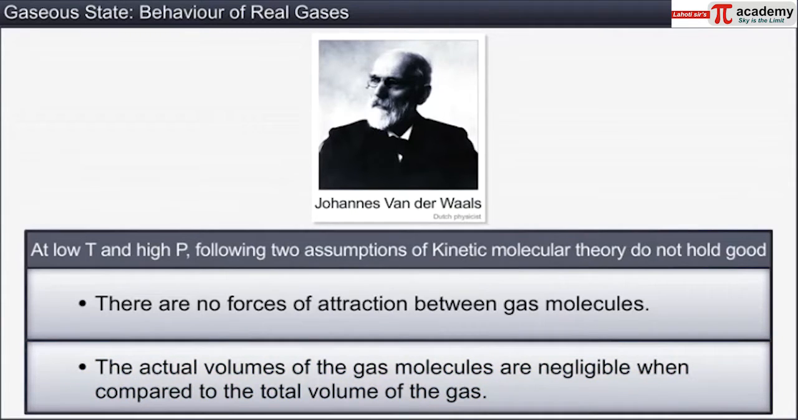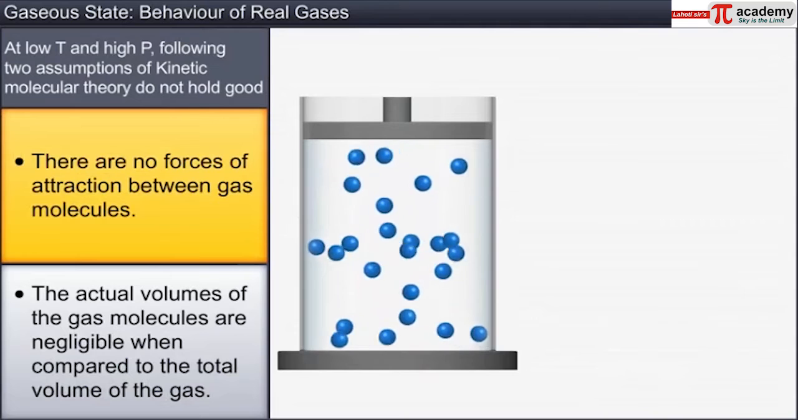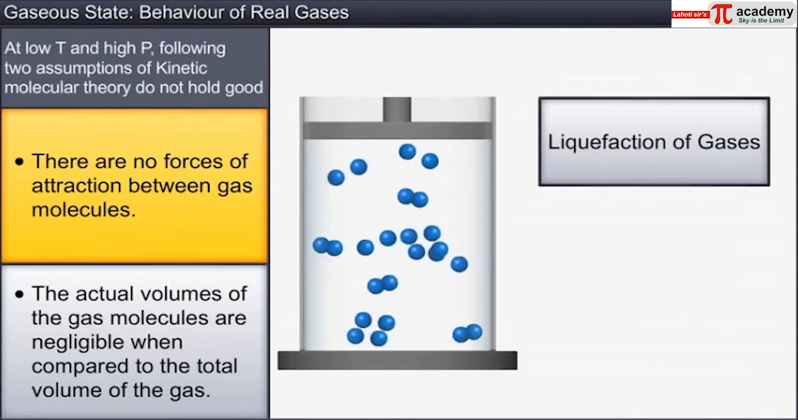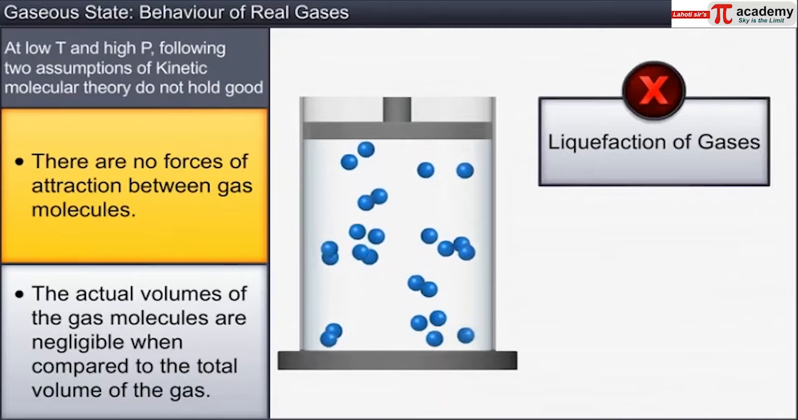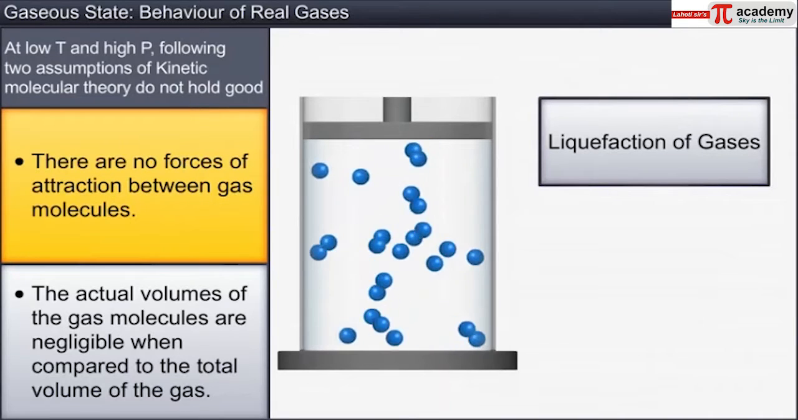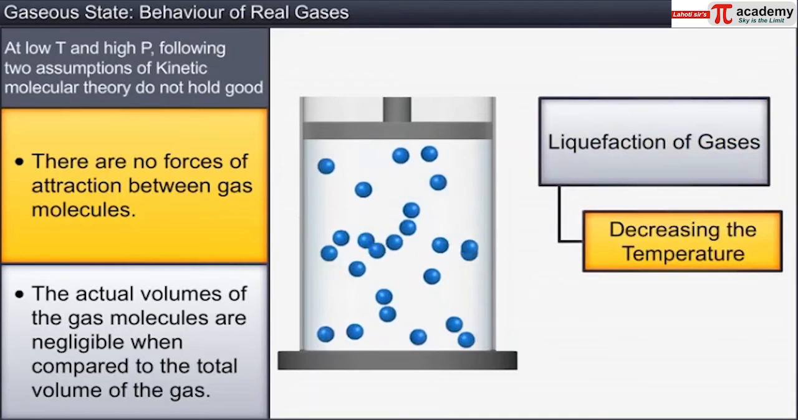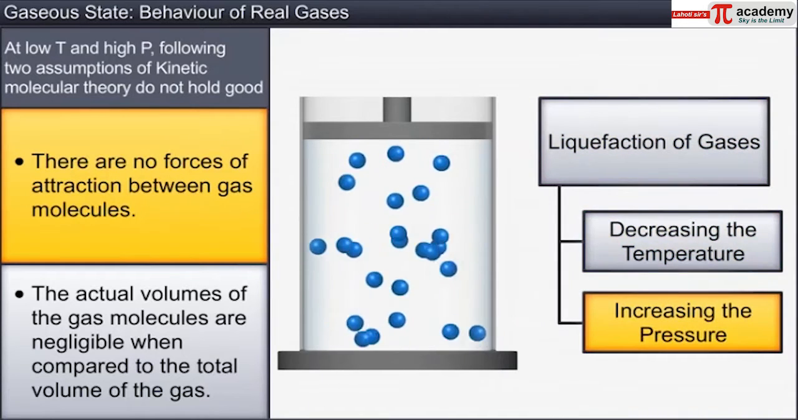Let us see how the first assumption is modified and made applicable for a real gas by van der Waals. If the first assumption is correct, then the liquefaction of gases wouldn't be possible. But we know that gases can be liquefied by decreasing the temperature and increasing the pressure.